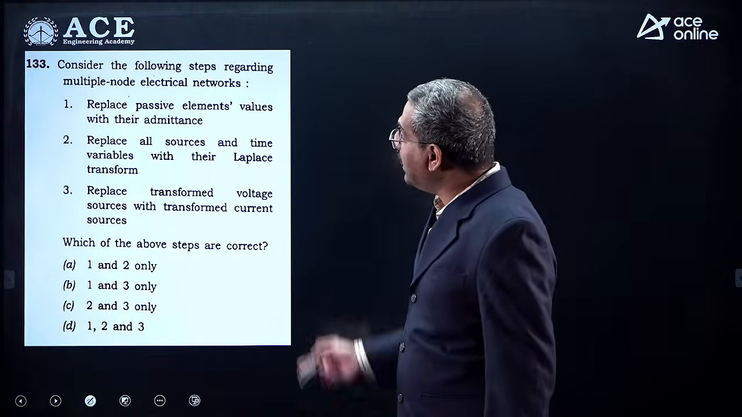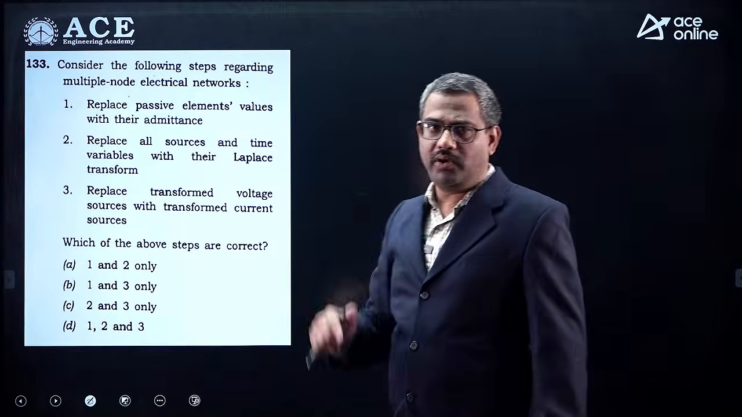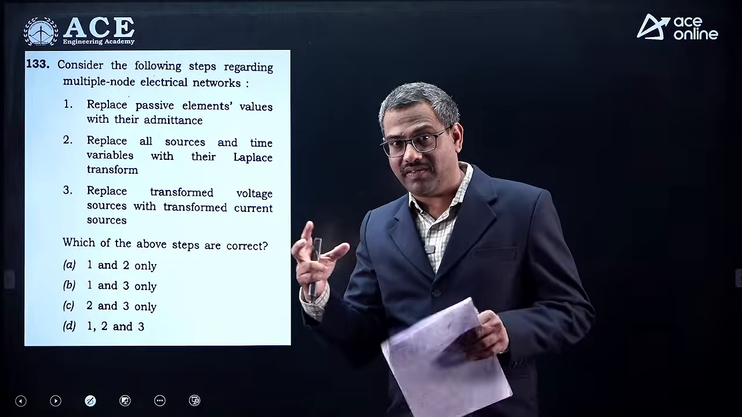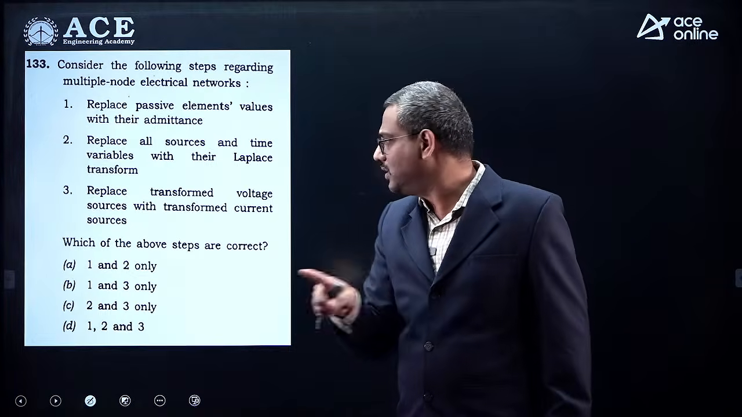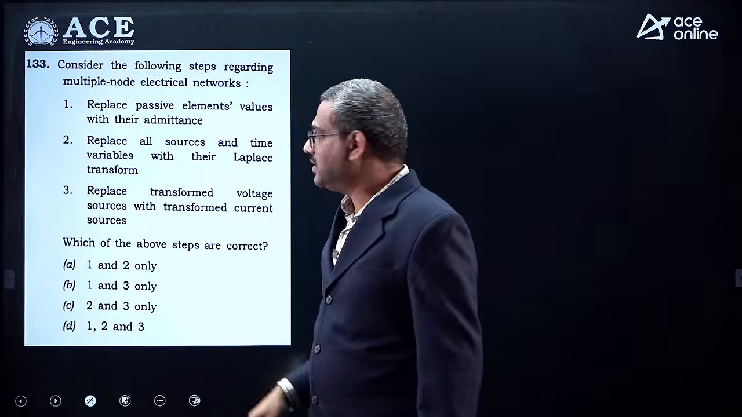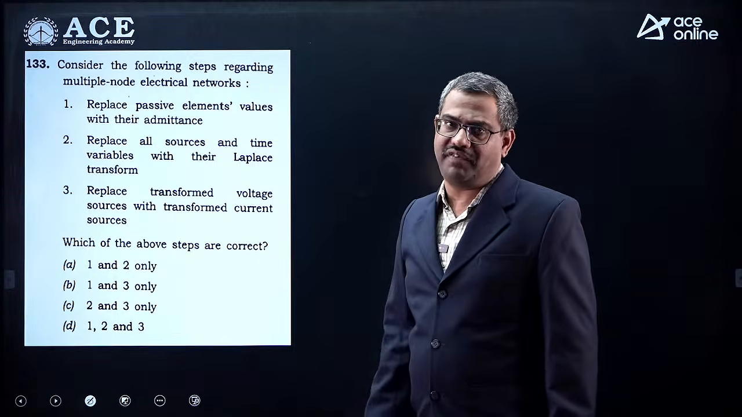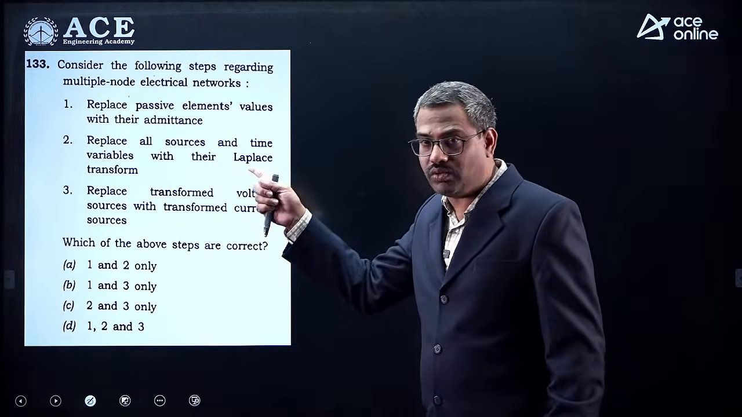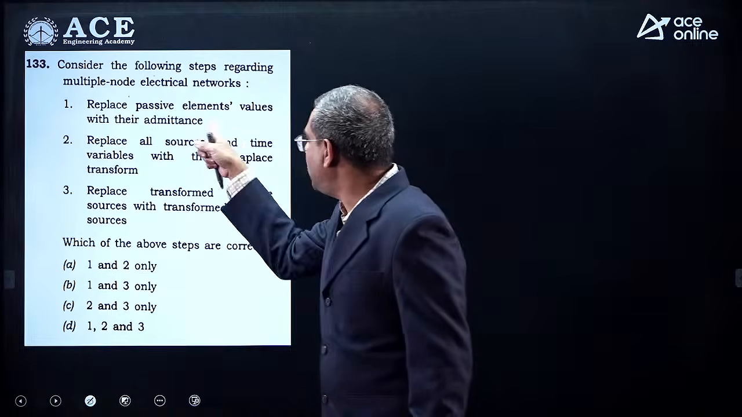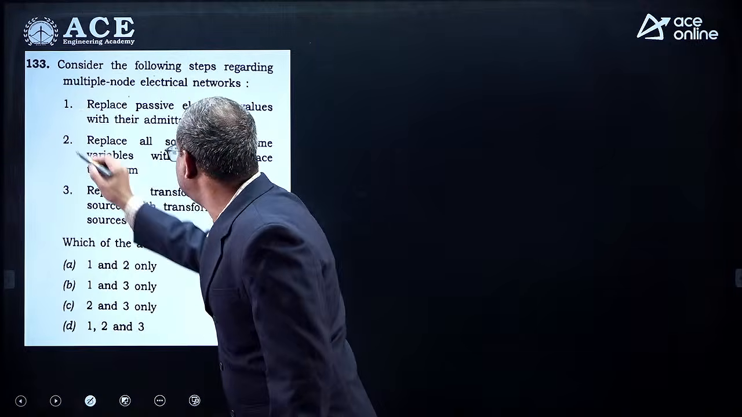Consider the following steps regarding multiple node electrical networks. Now when you come to multiple nodes, this is a statement I link with power systems, my subject. Y bus terms are called Y parameters. If you see multiple node networks, replace passive elements with their admittance, because in Y bus the admittance form is very fast. Y parameters are short circuit admittance parameters, so this is a linked question with power systems and circuits. Yes, passive networks are replaced with admittances. Admittances in parallel can be added, so this is correct.